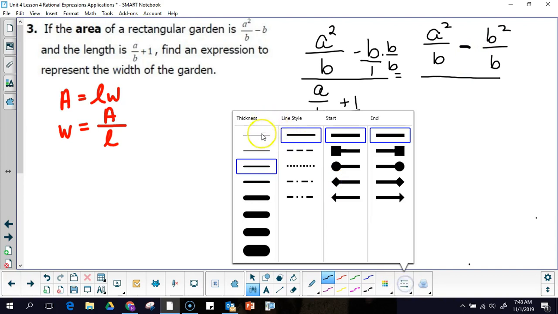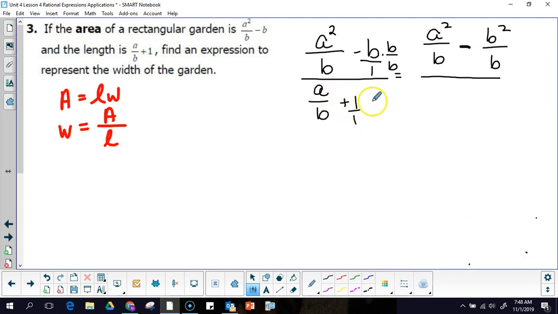Minus. And then on this side, I need to multiply this one times b over b also. So that's going to be a over b equals b over b. I did equals again, sorry, it should be plus.